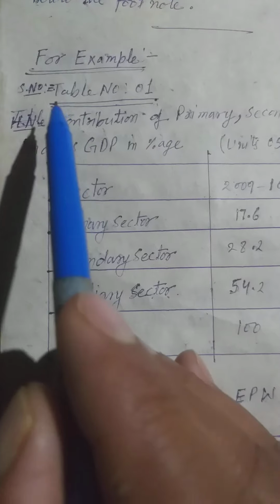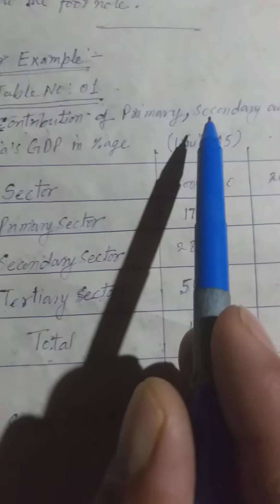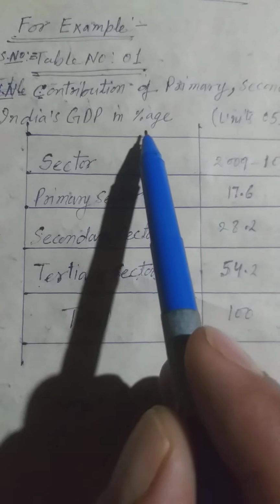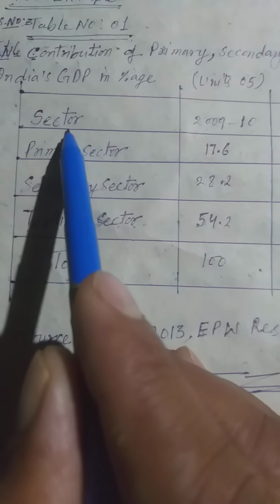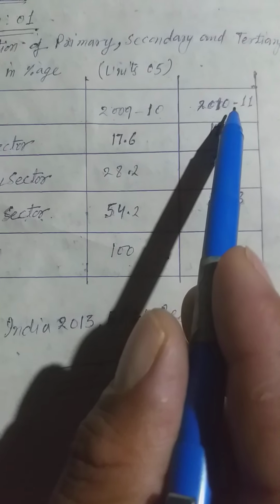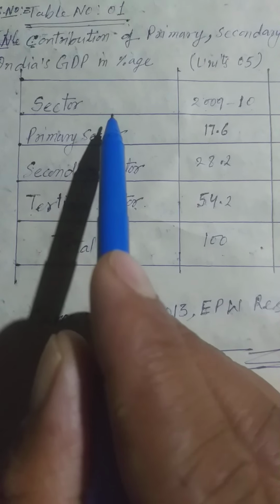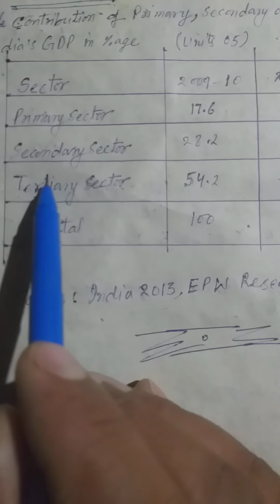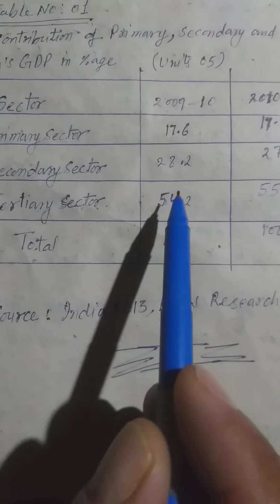For example, serial number of table 1, contribution of primary, secondary and tertiary sector to India's GDP in percentage. Units in percent. Sector, 2009-10 and 2010-11 are the headings of the columns. Primary sector, secondary sector and tertiary sector are the stubs of the rows.